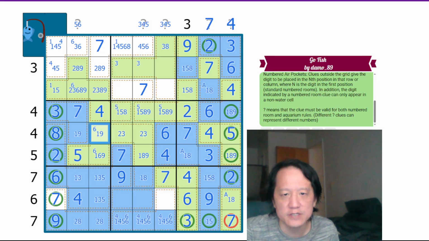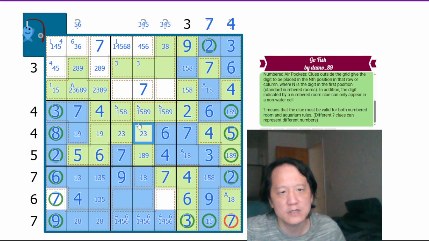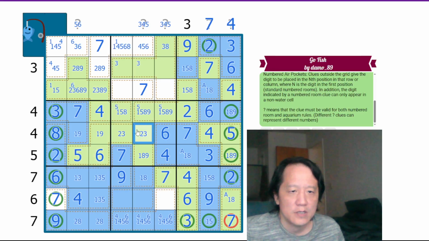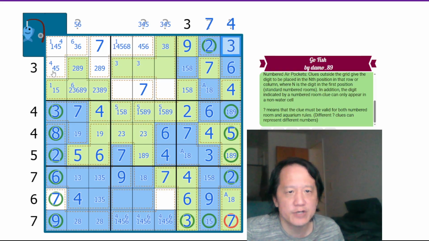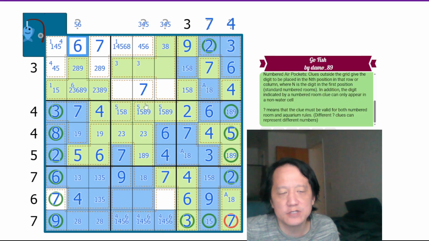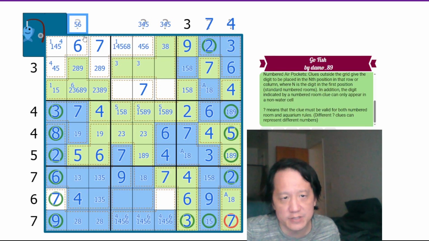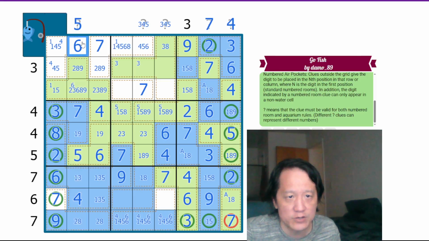6 eliminates 6 in the rest of the row. So this is a 1, 9 pair. That eliminates 1, 9 in the rest of the box. So this is 6. 3 eliminates 3 here. So this is 6, which means this number outside cannot be a 6. It has to be 5, which means we have 5 water, so this can't be water.